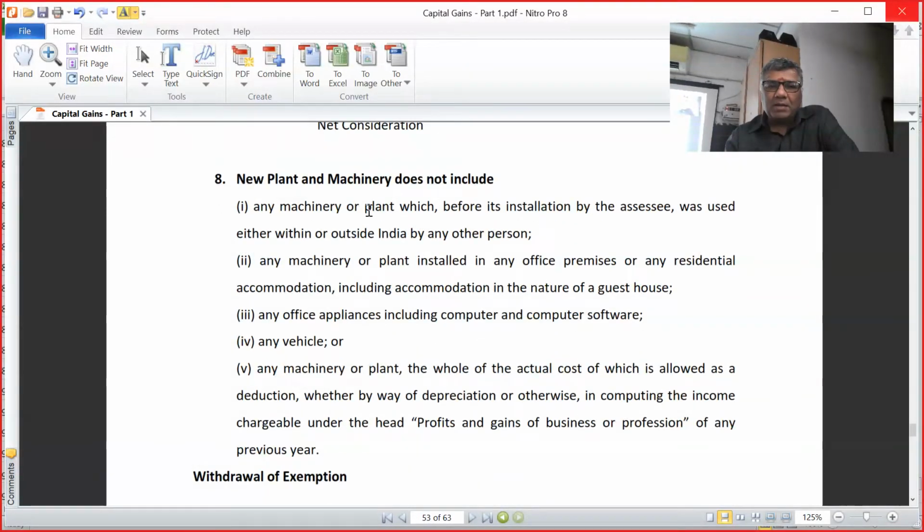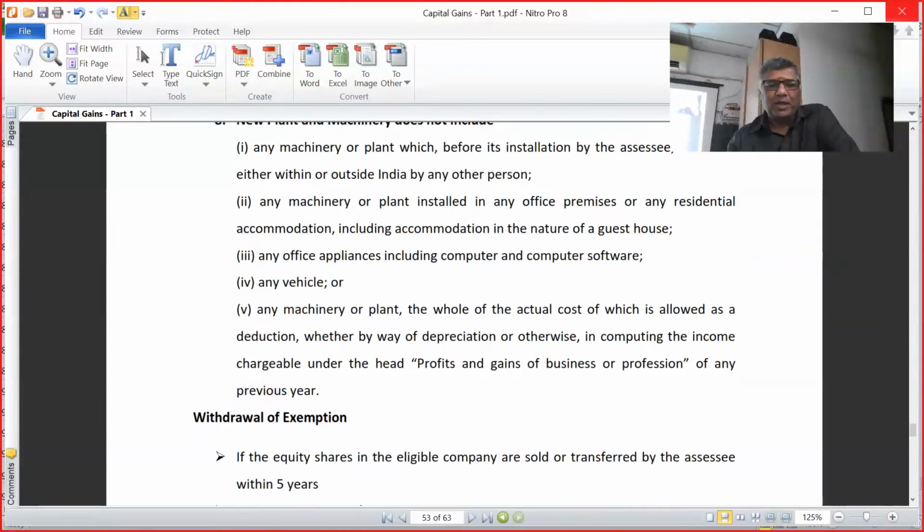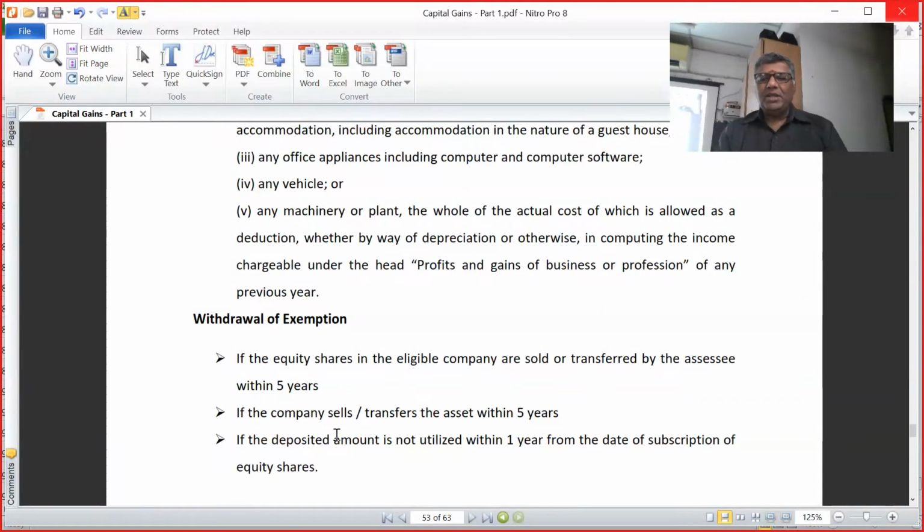New plant and machinery does not include any machinery which is second hand, any machinery in office premises or residential accommodation, or office appliances including computers and computer software. However, there is an exemption which is available: any type of vehicles, or any machinery which is allowed as a scientific research asset, etc., you can claim. Okay, so for 5 years you should not have transferred the shares, etc.